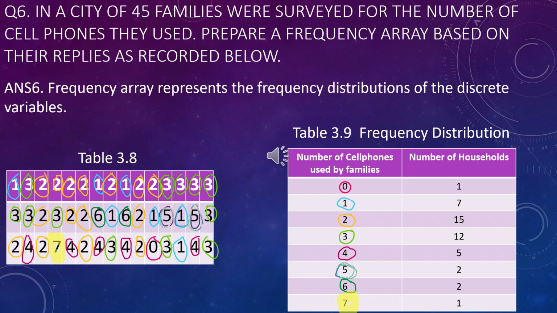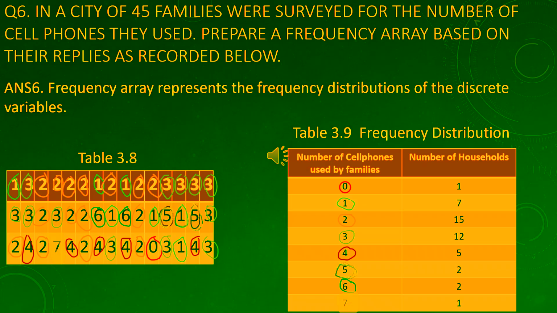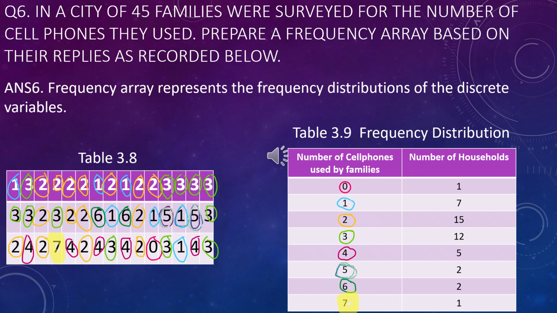Next, for one cell phone used by families, it is 7. So 7 households use one cell phone. Next is 15. So 15 households use two cell phones. Then we have 12, so 12 households use 3 cell phones. Then we have 5 households that use 4 cell phones in their families. Then we have 2 households that use 5 cell phones, and again 2 households that use 6 cell phones. And the last one is 1 household which uses 7 cell phones.